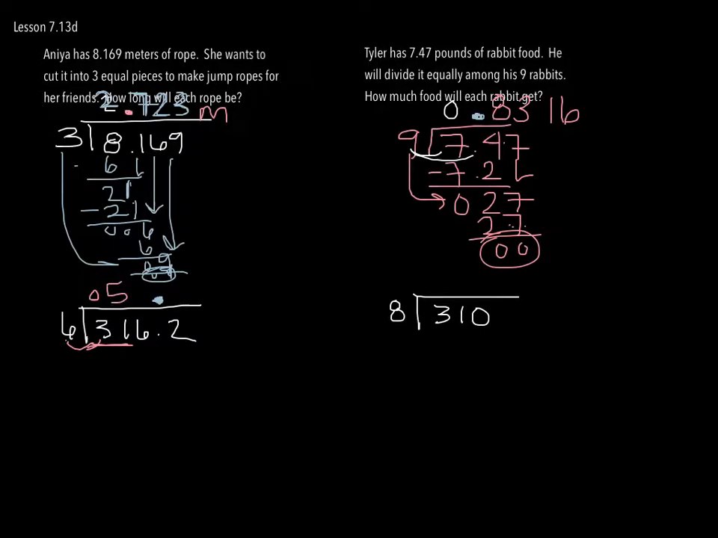Now we're going to multiply. 6 times 5 is 30. Put answer on the bottom. Now we're going to subtract. 1 less 0 is 1. 3 less 3 is 0. And I'm going to bring down my next number, which is 6.